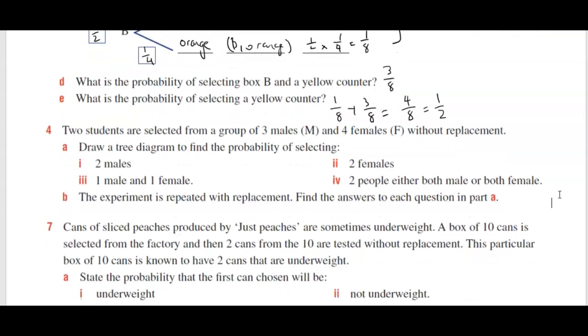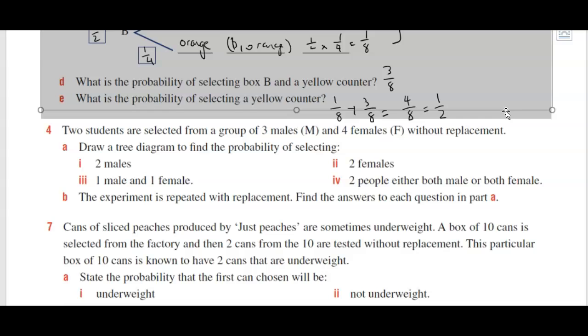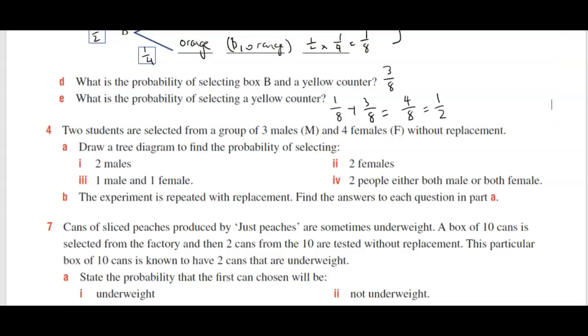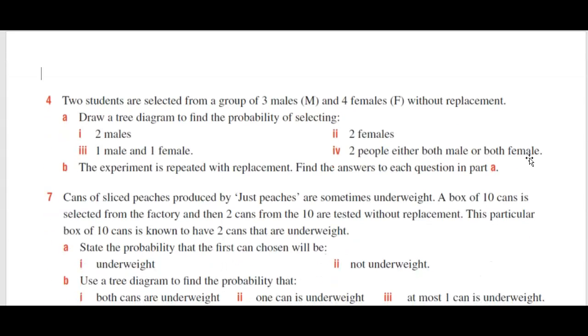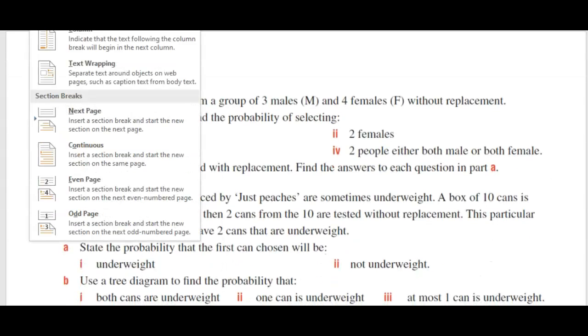All right, I need a bit more space for this question. So let's just insert a new page for question 4. I'll insert a page here. I've got a bit of space to do our working out.